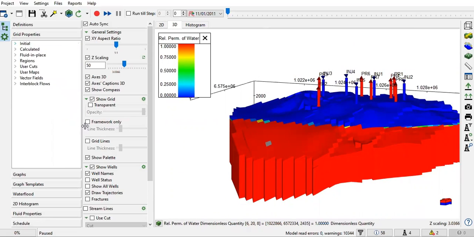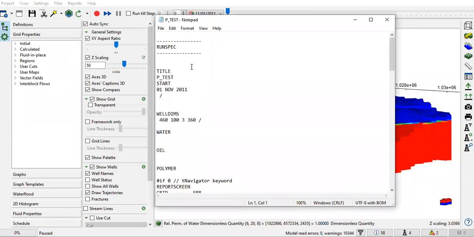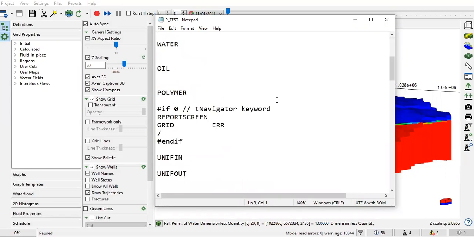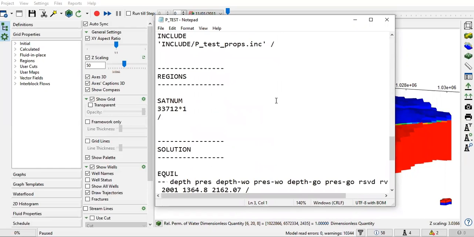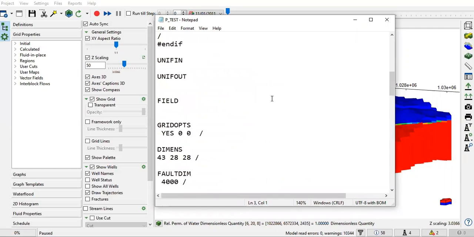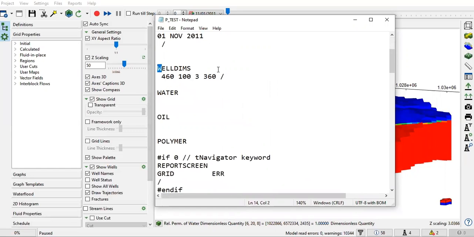And then let's check the data set as usual. Okay, let's review. Actually, I think this is just a normal, usual data set that we have already used in the past. So we start with RUNSPEC as usual: title, start of the simulation, WELLDIMS. I don't need to repeat again what WELLDIMS is.